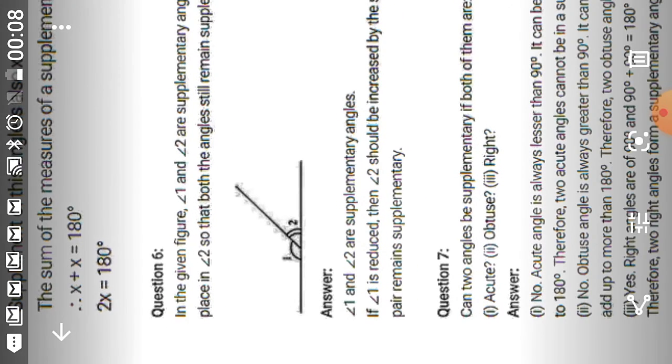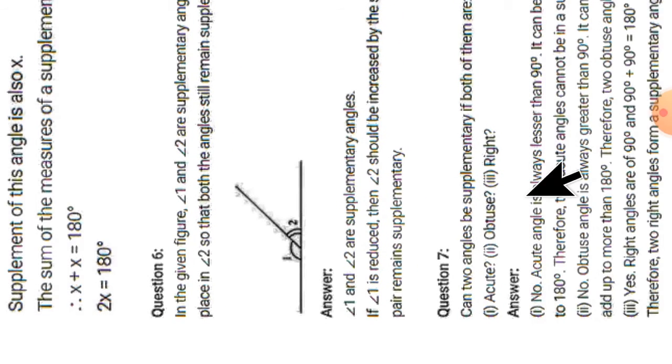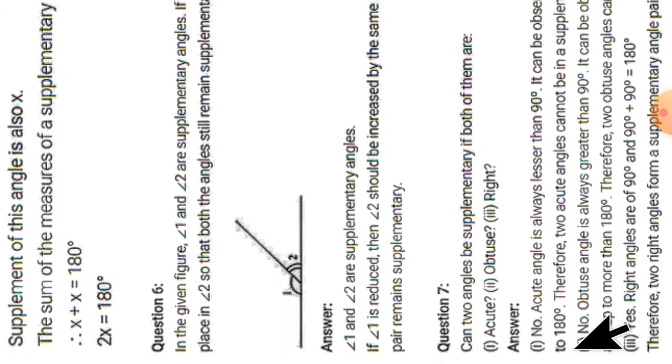So it is asked, can two angles be supplementary if they are acute or obtuse or right? First one, if they are acute angles, each angle will be less than 90 degrees. So acute angles' total will never be supplementary, that is 180 degrees. An acute angle is always less than 90 degrees. Even two angles of 89 degrees cannot add up to 180 degrees. Therefore two acute angles cannot be a supplementary angle pair.